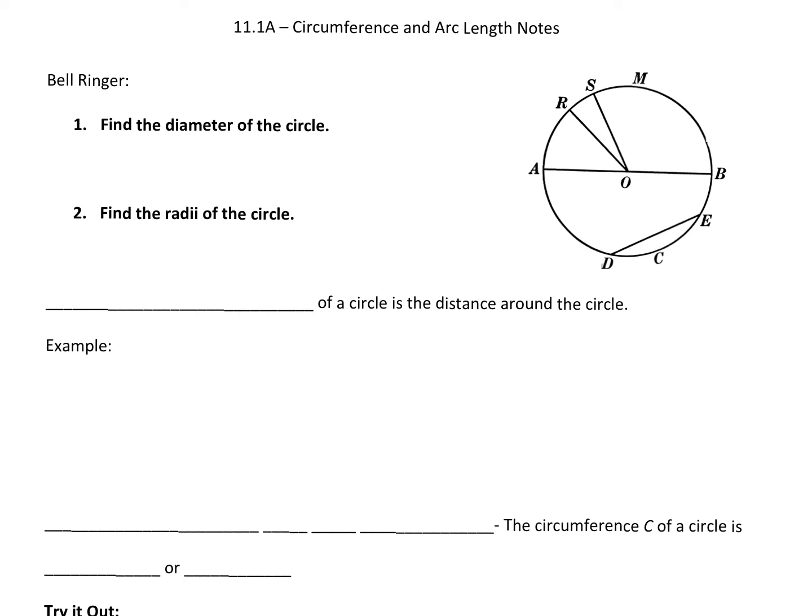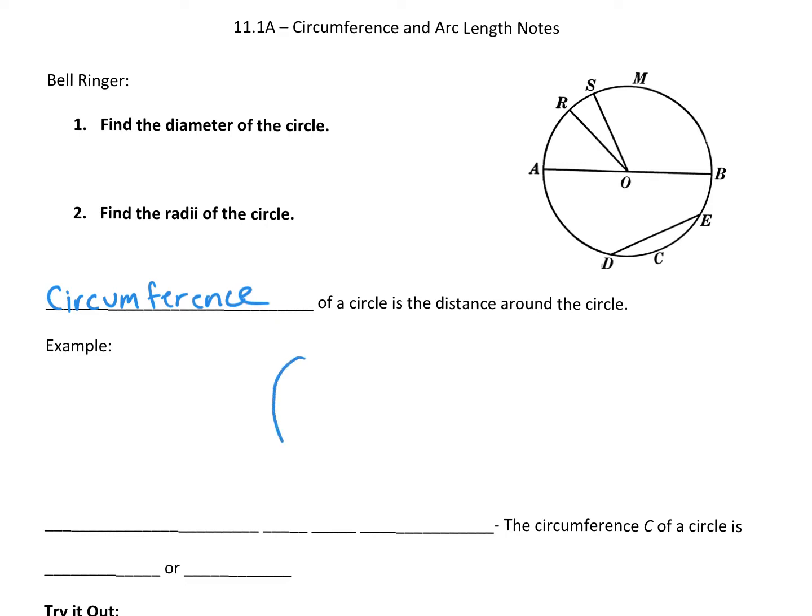We're starting with this unit on area and circumference and volume. So we're going to first start off with circumference of a circle. A circumference is the distance that you would walk around the circle.